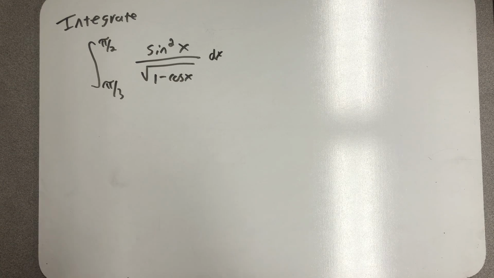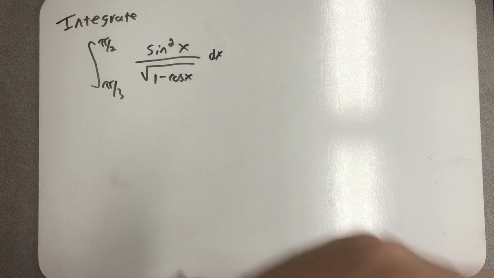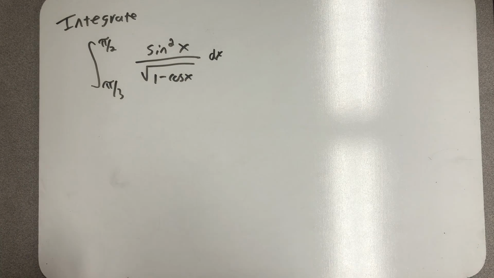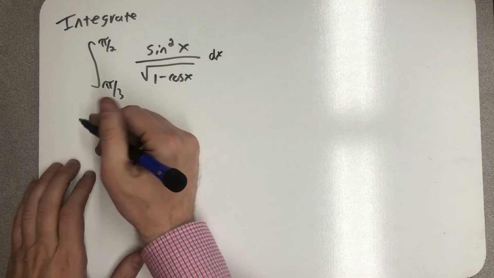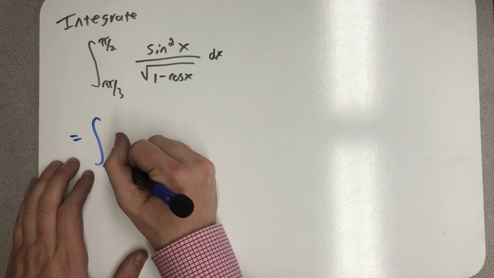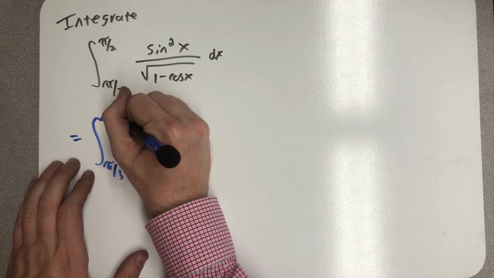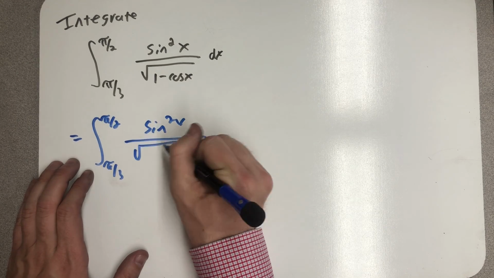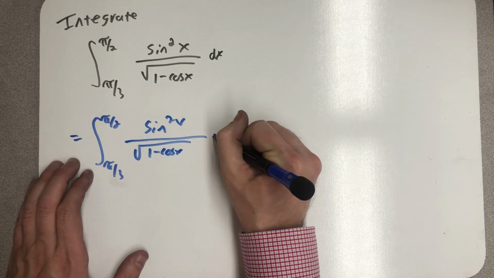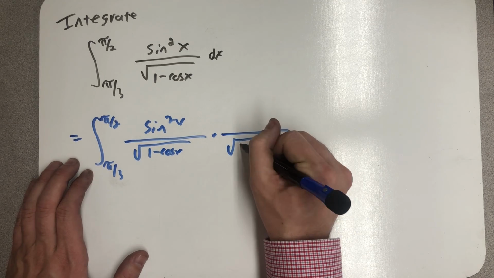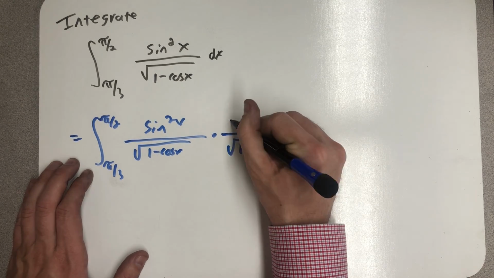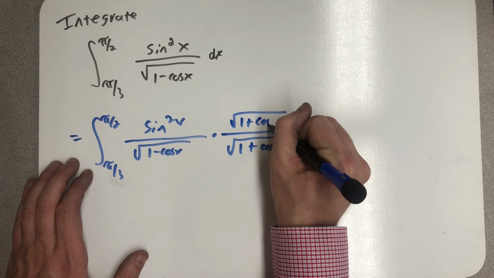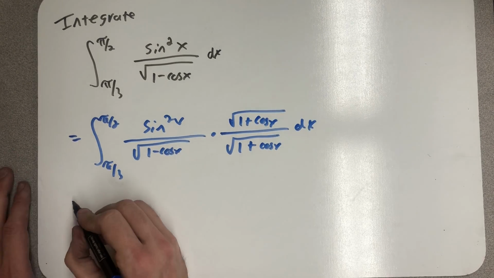Let's integrate sine squared x over the square root of 1 minus cosine x from pi thirds to pi over 2. What I'm going to do to approach this problem is rewrite the integrand. What I'm going to choose to do is multiply top and bottom of the integrand by the same thing, the square root of 1 plus cosine x. I'm sure there's any number of ways to do this problem.